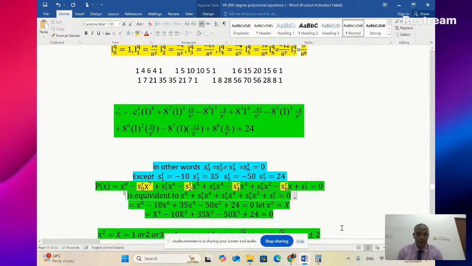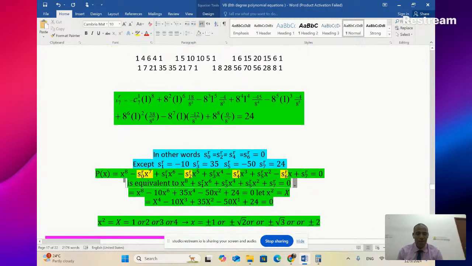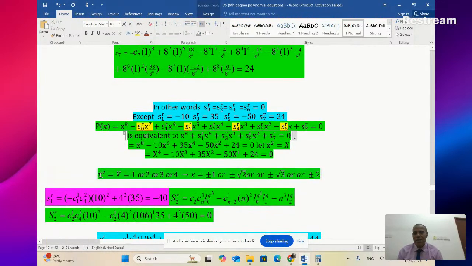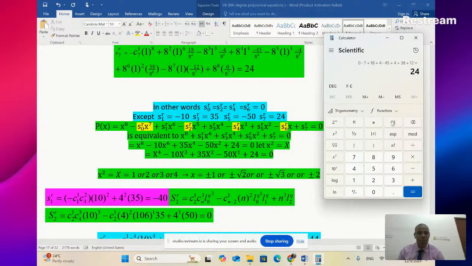So here, learners, what you should do: I will tell you that capital X equals 1, because the roots of this are 1, 2, 3, and 4. Then I will show you why they are 1, 2, 3 and 4. I will solve this. But first I will use the calculator to show you that x equal 1 is a root, x equal 2 is a root, x equal 3 is a root, x equal 4 is a root. Let's start with 1.